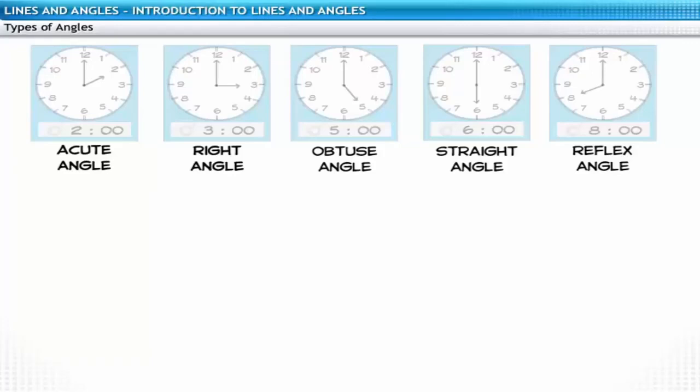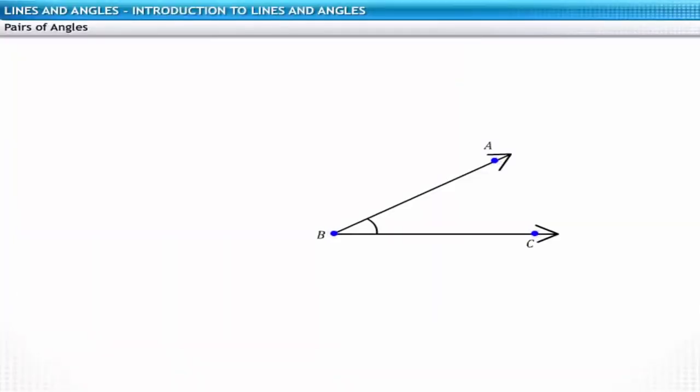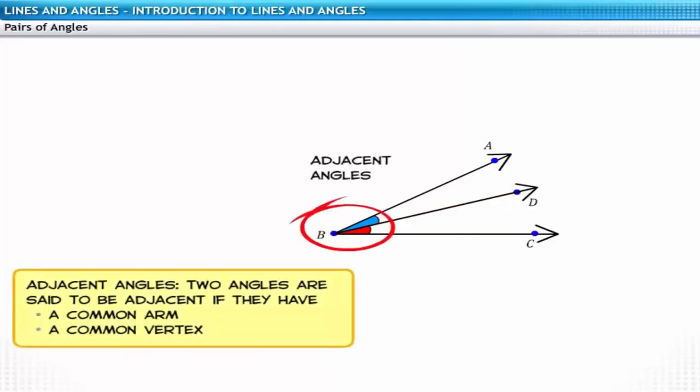Before moving on, let's summarize the definitions also shown on the screen. Consider the angle ABC. Pass the ray BD through the vertex such that it divides the angle ABC into 2. The two angles that are formed are angle ABD and angle DBC. These angles have a common arm BD and a common vertex B. Two angles are said to be adjacent if they have a common arm and a common vertex.